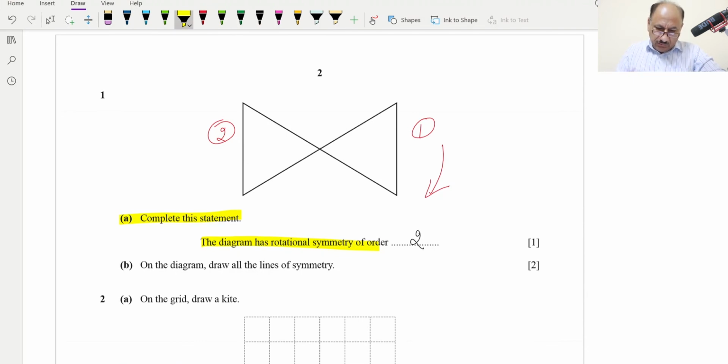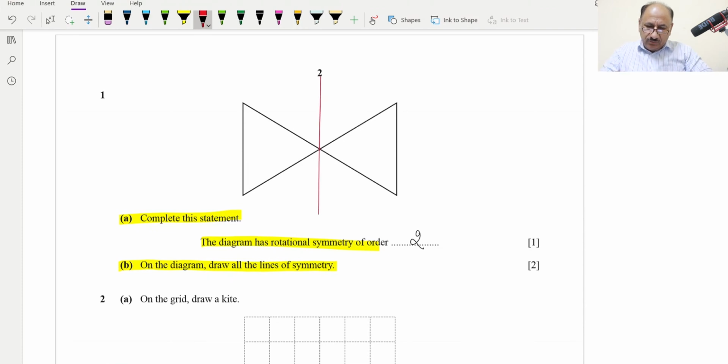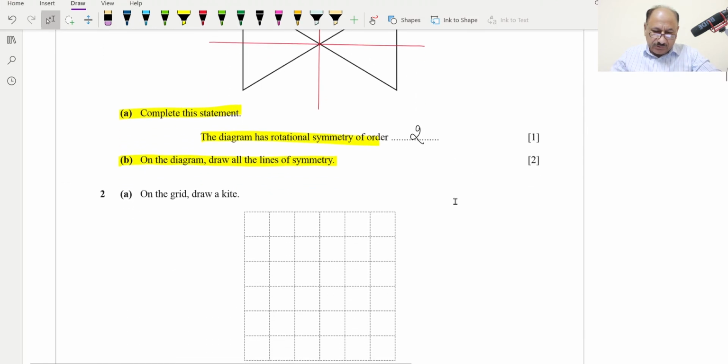Now they are saying B part: on the drawing, draw all lines of symmetry. So we can draw lines of symmetry. One line of symmetry will be this one, and this portion is symmetric to this one. For the second line of symmetry, we can draw a horizontal line. This will be the second line of symmetry. So these are the two possible lines of symmetry which we have drawn. This is a 2 marks part.